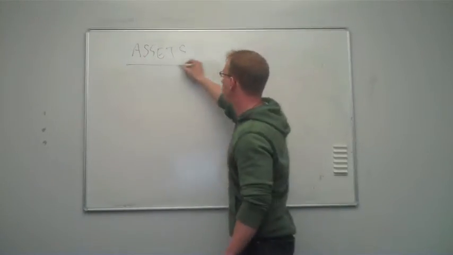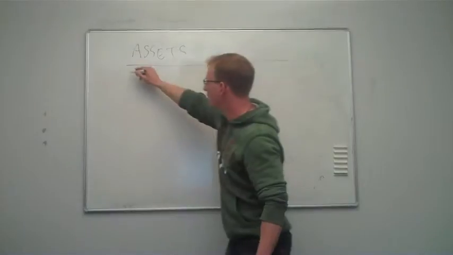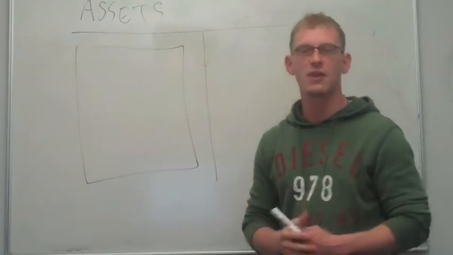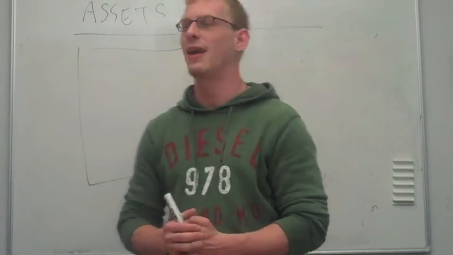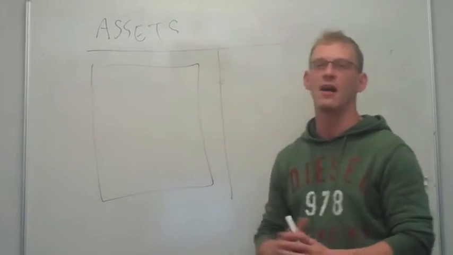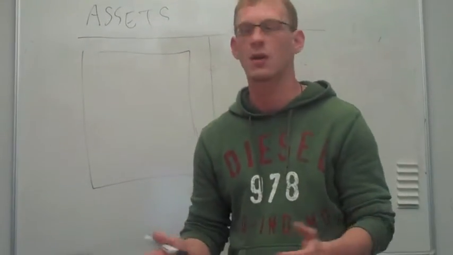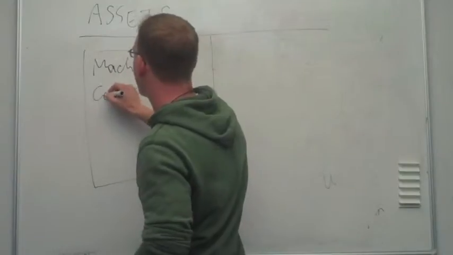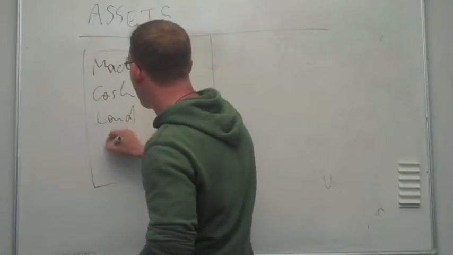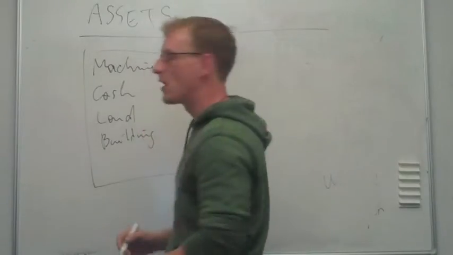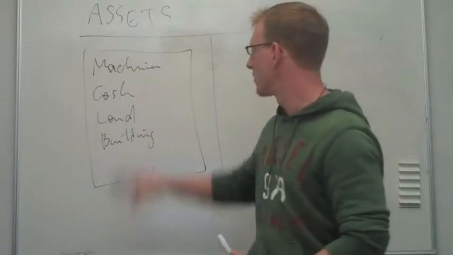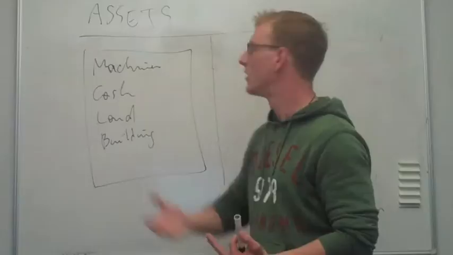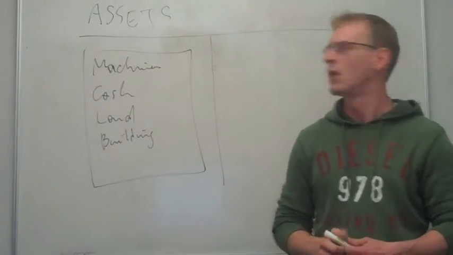Assets make up the left side of a balance sheet. So everything you find here is an asset. What is an asset? What is the definition of an asset? Well, in colloquial language, I would say assets are all the stuff a company owns: machines, cash, land, buildings. So really everything a company owns, everything the company purchases and uses in order to operate, in order to do their business, is what we in finance call assets.